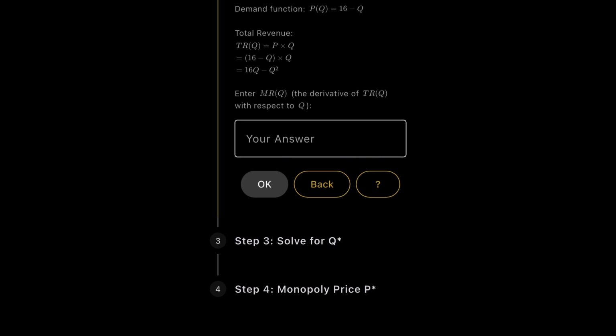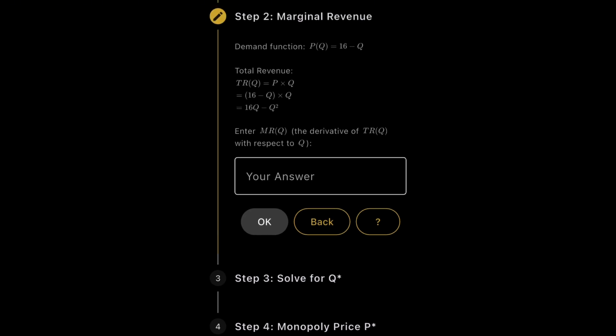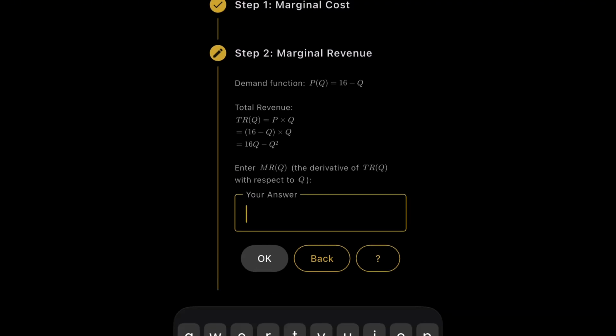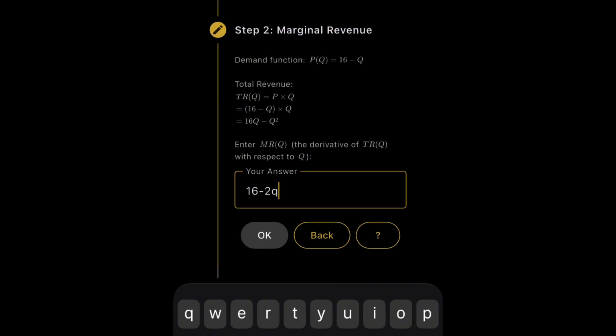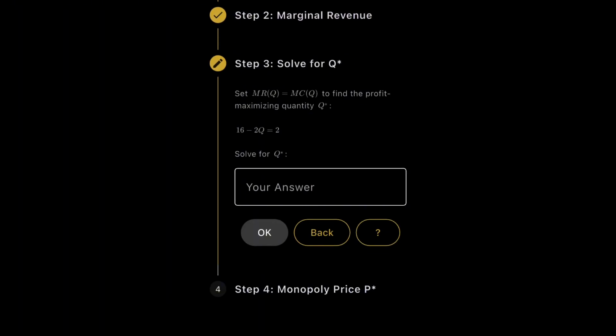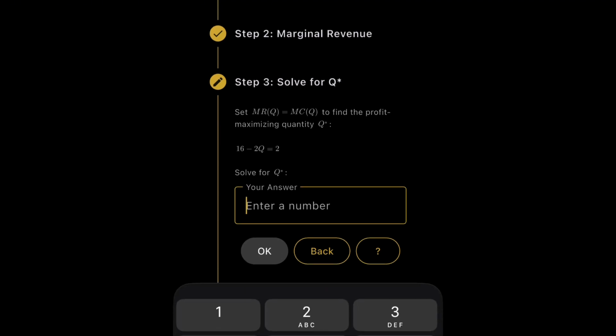Now you can see that this goes through the same process that we already tried before. So we have the average revenue function, and then we multiply it by Q to get the total revenue. And we get 16Q minus Q squared. If we take the derivative of that, you can see it's just going to be 16 minus 2Q, which we put in there. And then finally, solve for Q. So marginal revenue equals marginal cost.